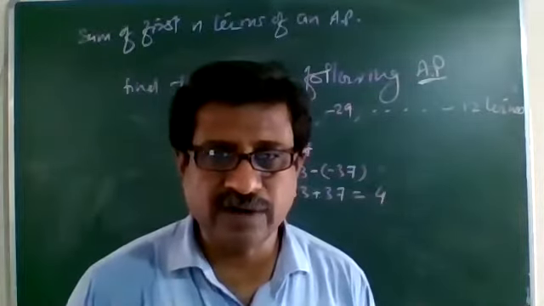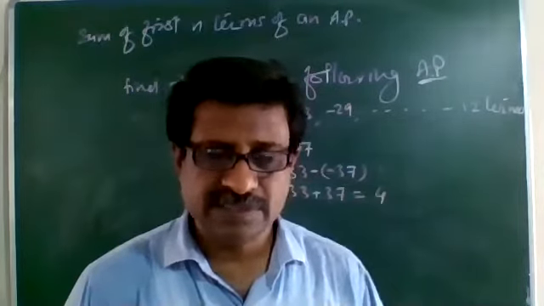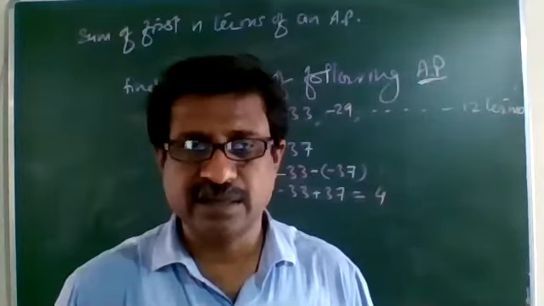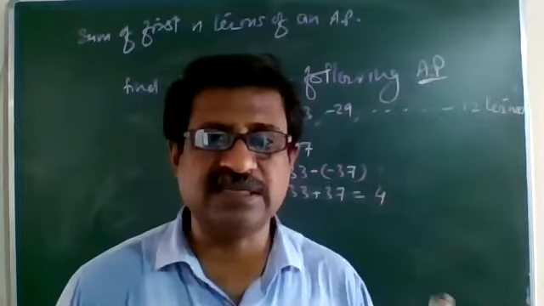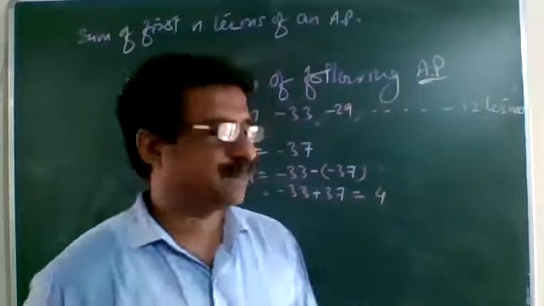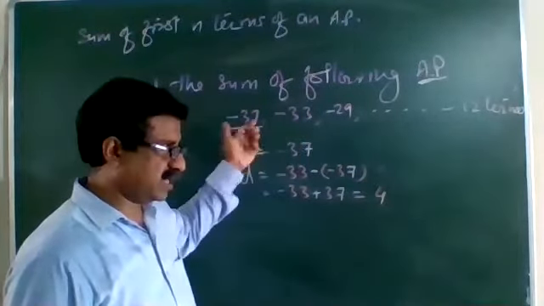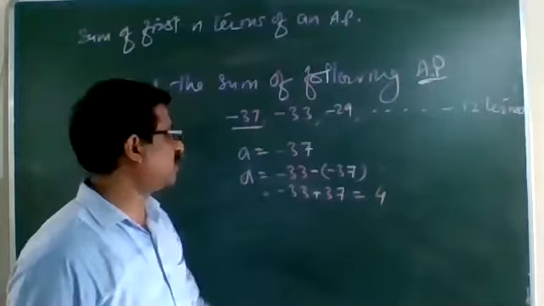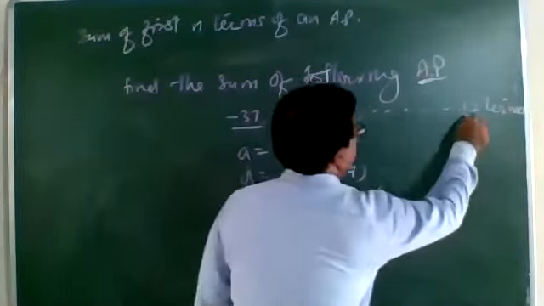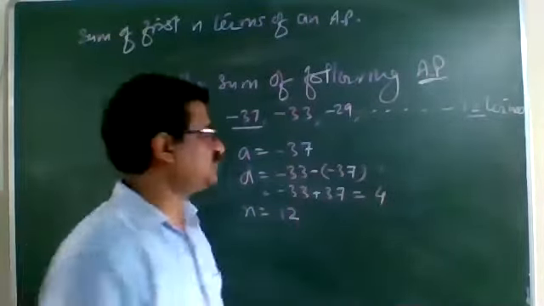It's very important to find the value of d. If by mistake we subtract the second term from the first term, the answer will come wrong. Therefore, make sure you subtract the first term from the second term. Always subtract the first term from the second, keeping the minus signs. The subtraction gave us 4. The number of terms in this case is 12. After getting all these values, we write the formula.